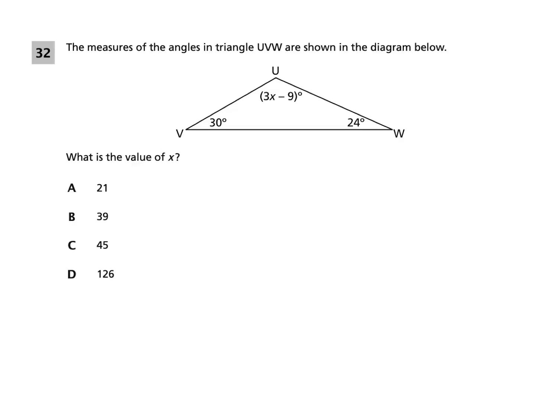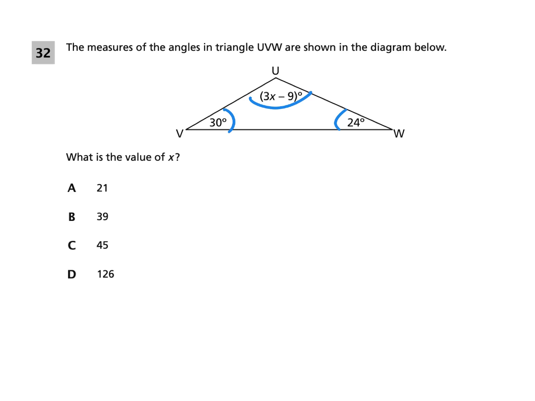Hands down, my favorite question on session 1 is this one. 32, the measures of the angles in triangle UVW are shown in the diagram below. What is the value of X? Now, why is this my favorite? It blends 2 types of knowledge, the geometrical knowledge of triangles and the algebraic knowledge of how to solve for an unknown variable. So let's see what we can do. This is an angle, this is an angle, and this is an angle. We know there are 3 angles in a triangle. I just found all 3. What are they equal to if I take their sum?